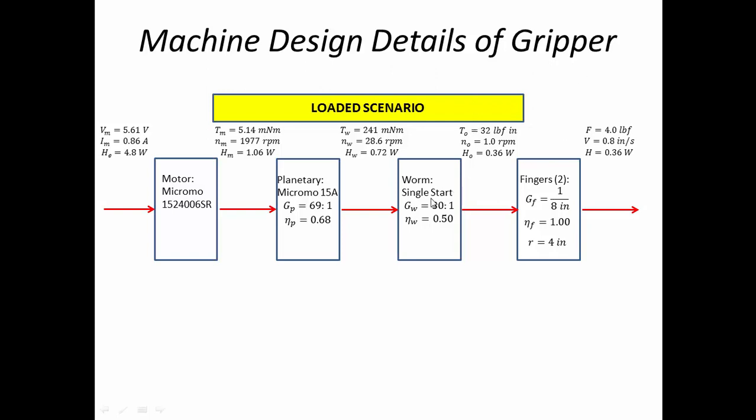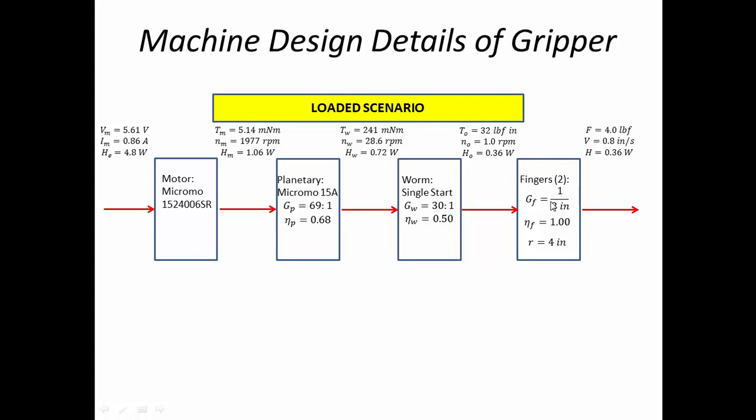0.72. And then the output of the single start worm would be the 32 inch pounds. It's turning at about 1 RPM, and we're looking at about 0.4 watts. And then through the fingers, we actually consider it lossless there from the finger perspective. So this is a rotary to translational stage. In the output, we're looking at 4 pounds of force, and the two fingers are moving towards each other at 0.8 inches per second, so that the power is the same.